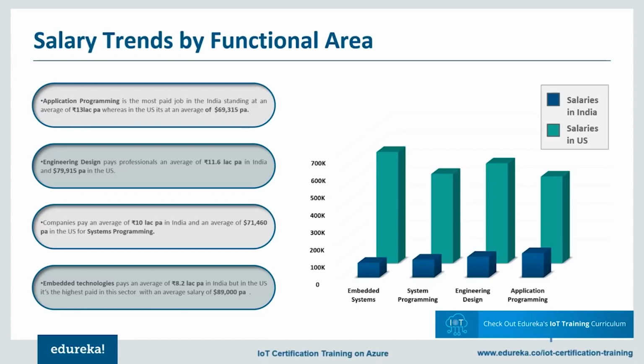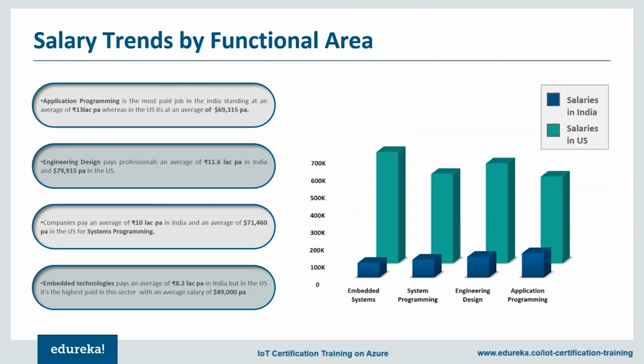On one end of the spectrum, we see application programming being the highest paying job in India with an average of 13 lakhs per annum, whereas its US counterpart pays about $69,000 per annum. On the other side of the spectrum, we have embedded technologies, which pays an average of 8.2 lakh per annum in India, but in the US it is the highest paid in the sector with an average of $89,000 per annum. The system programming and engineering design sectors lie somewhere in between with 11.6 lakh per annum and 10 lakh per annum respectively.